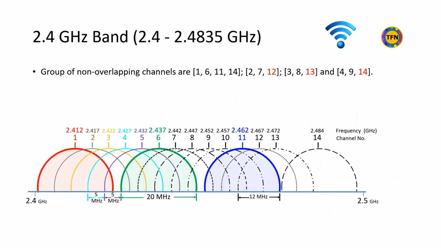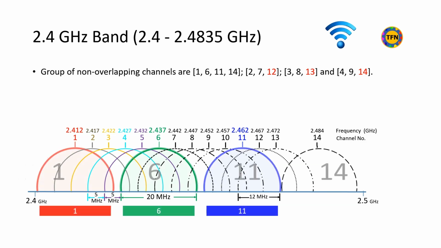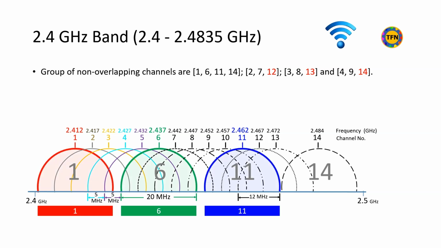The 2.4 GHz band has 4 groups of non-overlapping channels. Group 1 includes channels 1, 6, 11, and 14. Group 2 includes channels 2, 7, and 12. Group 3 includes channels 3, 8, and 13. And Group 4 includes channels 4, 9, and 14.